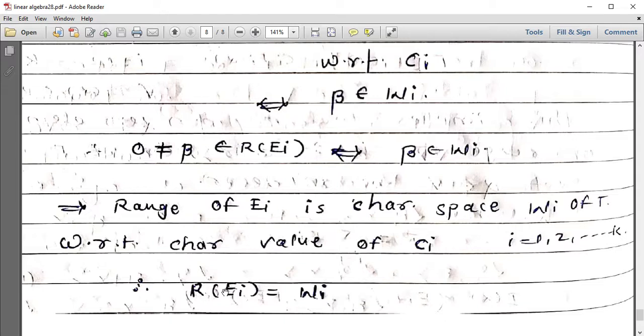So today we proved the theorem, all the statements of the theorem. In the next lecture we will see one more theorem. Okay, thank you.